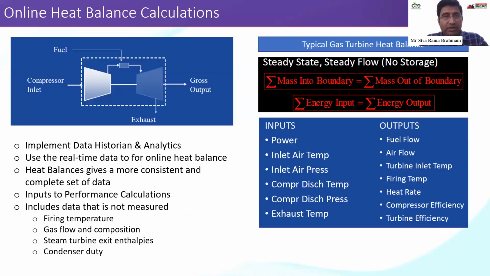Now, coming to the online heat balance calculations. What is the significance? We use online data to do the heat balance. It's very important to do the heat balance so that its output goes into the heat rate calculations. In order to have an online heat balance, you need to have a data historian analytics platform embedded, so that it takes data from your DCS using OPC or Modbus, and also from the energy meters and the laboratory. This data is then used for the real-time heat balance.